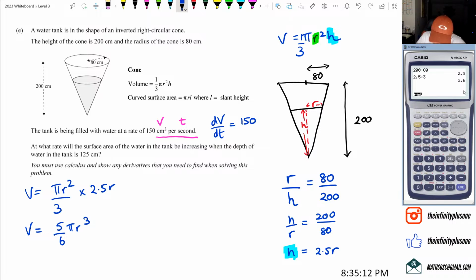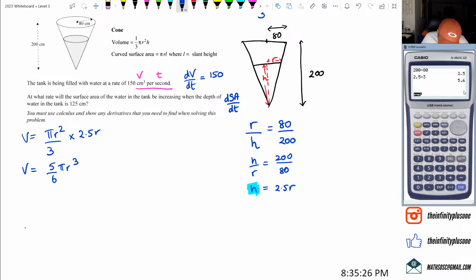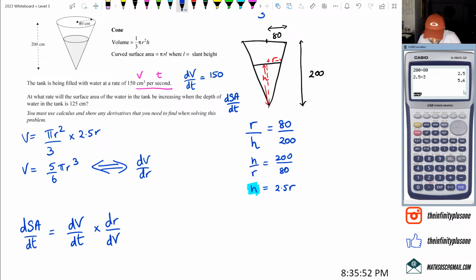Now the question is asking, at what rate will the surface area of the water be increasing? So the question is asking the rate of the surface area. Rate is dSA/dt. So based on that, this is what the question is asking us: what is dSA/dt? They've given us dV/dt. That's all they've given us. We have this equation here, which when we differentiate it, we're going to get dV/dr. So we could potentially flip it upside down, which is going to give us dr/dV like this, because that will actually cancel out the two dV's.